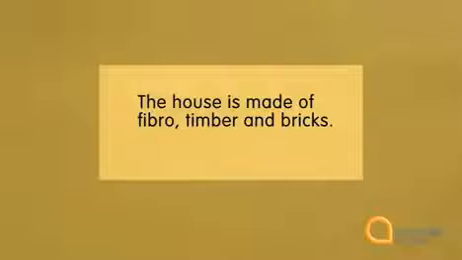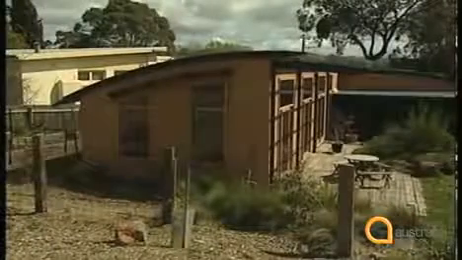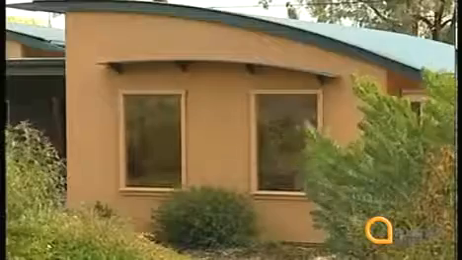Listen to this example. Most houses, I guess these days, are brick veneer, whereas this is fibro on the outside, timber on the outside, but there's bricks on the inside. He forms one compound sentence from simple sentences.